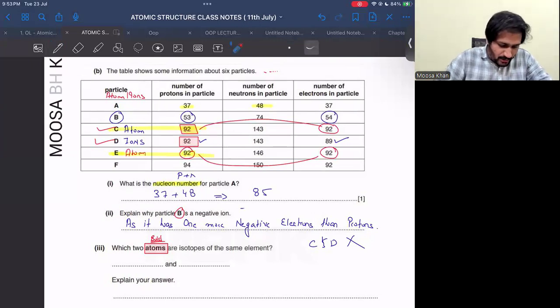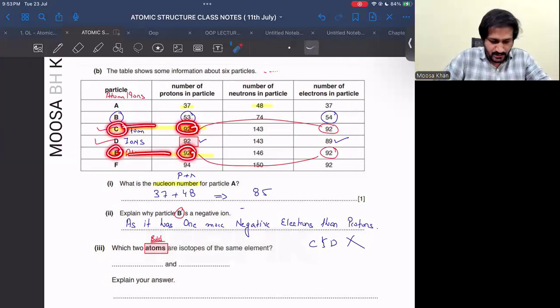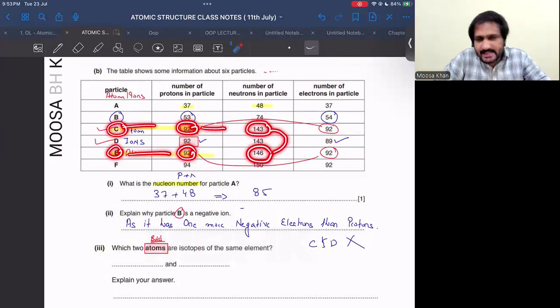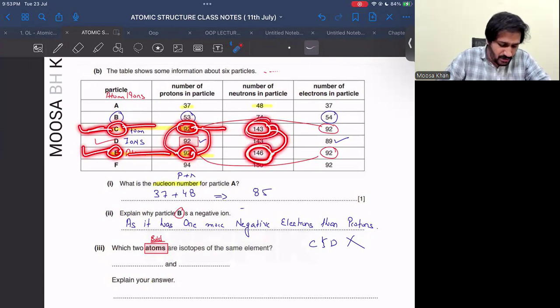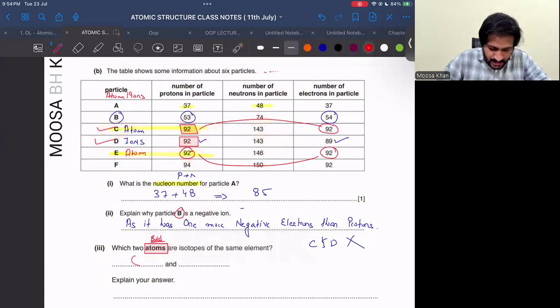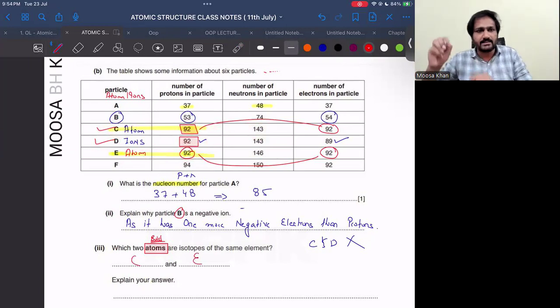Okay. Now particle C and particle E have the same number of protons. What about their number of neutrons? Particle C has 143 neutrons, whereas particle E has 146 neutrons. So the definition of isotopes satisfies all the conditions over here. C and E are atoms of the same element. Why are they atoms of the same element? Because they have the same number of protons, but they have different numbers of neutrons. So they must be isotopes of each other. So the right answer is C and E.